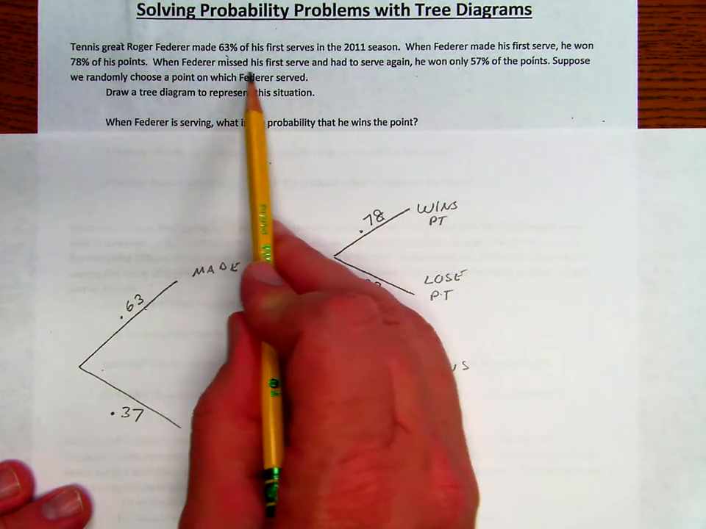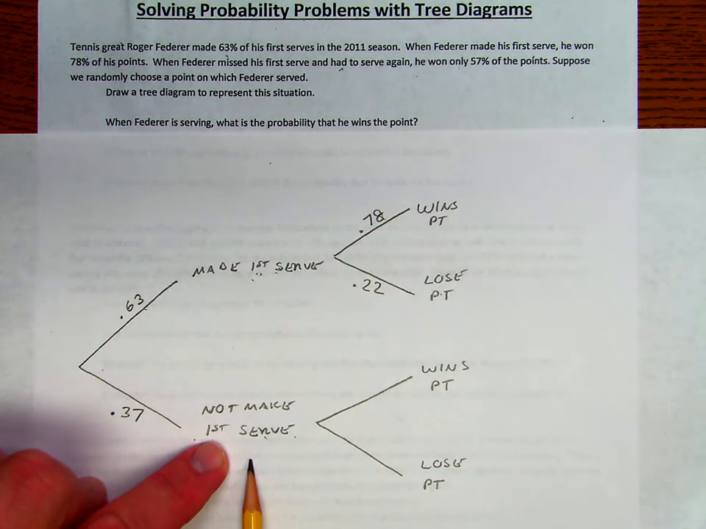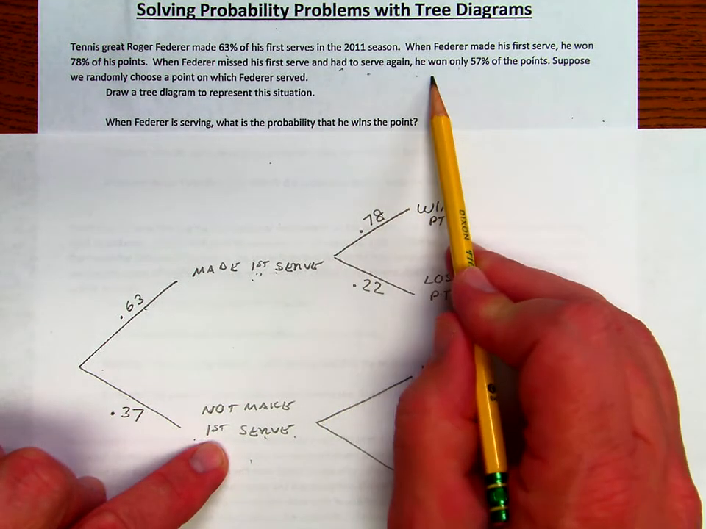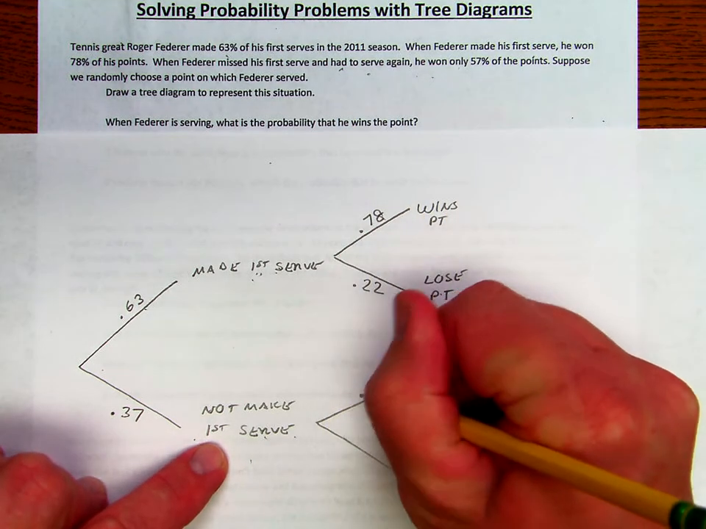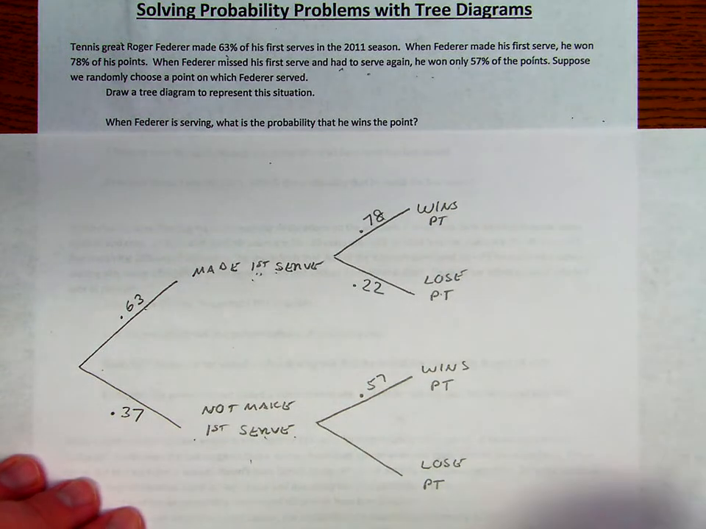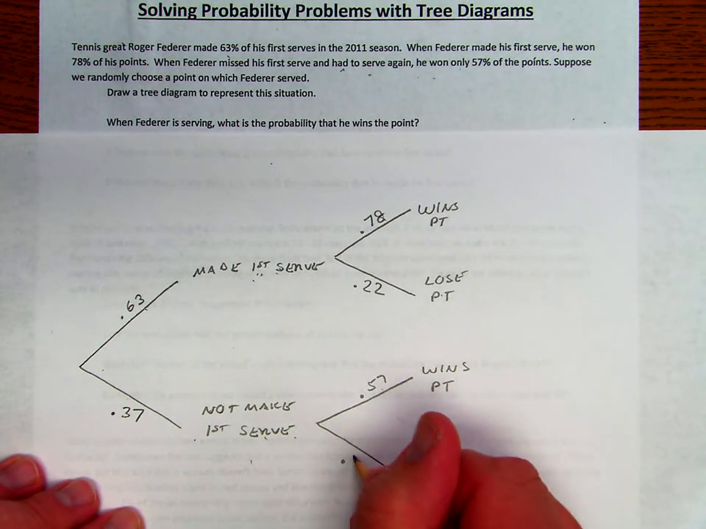Okay, when Federer missed his first serve, so now we're down here, and he had to serve again, he won only 57% of the points. So it's 0.57. That's 0.57. This makes 0.43.